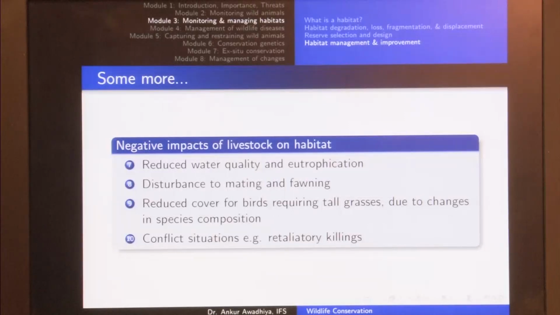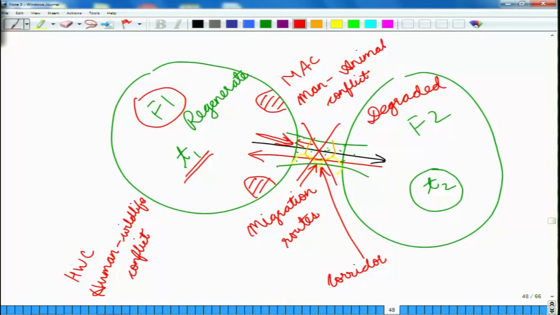Coming back to this screen, suppose we had a loss of corridor connectivity, and suppose this corridor was being utilized by tigers. Inevitably, when a tiger is inside a forest area, it would be predating upon the wildlife. When it is coming into the human dominated areas, it would predate upon the livestock. Also, when people are taking their livestock into the forest, there is a situation of conflict, and in those situations as well tigers could predate upon the livestock.